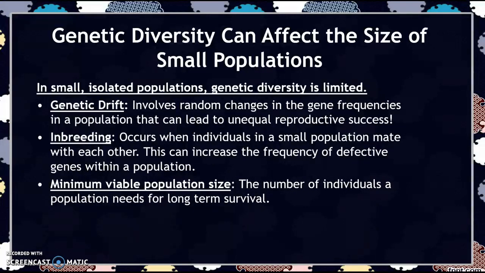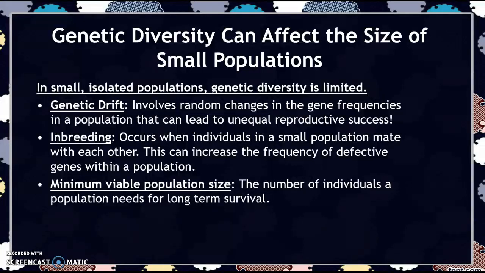We also have genetic drift. Genetic drift involves random changes in the gene frequencies in a population that can lead to unequal reproductive success. So maybe this peacock gets all of the bright colored genes and this peacock gets all of the kind of duller genes. Males attract their females by how pretty they look. So randomly, one of them hit the genetic jackpot, one of them did not. They're not able to reproduce. We lose a lot of these dull genes and all of the bright ones continue.